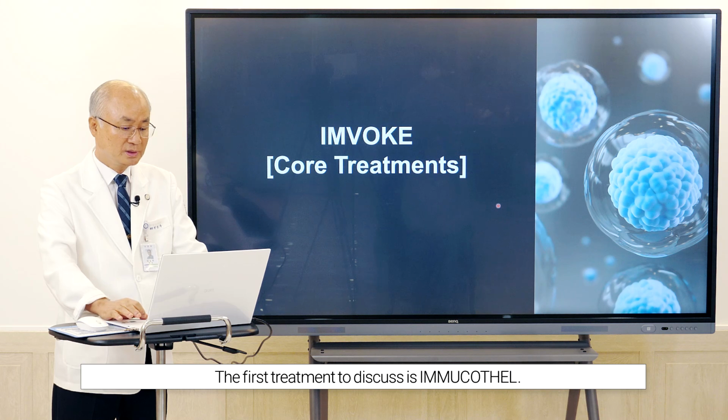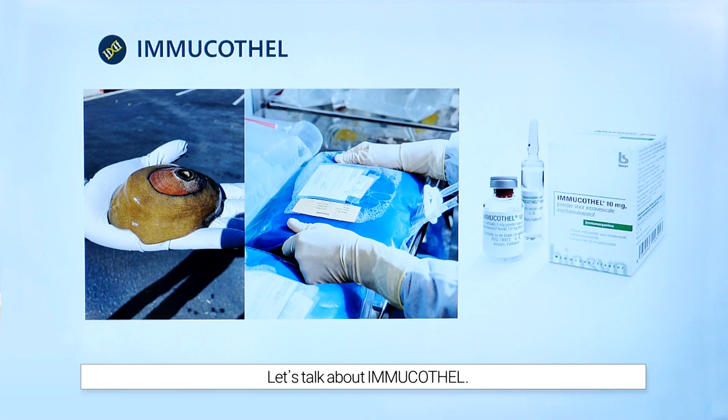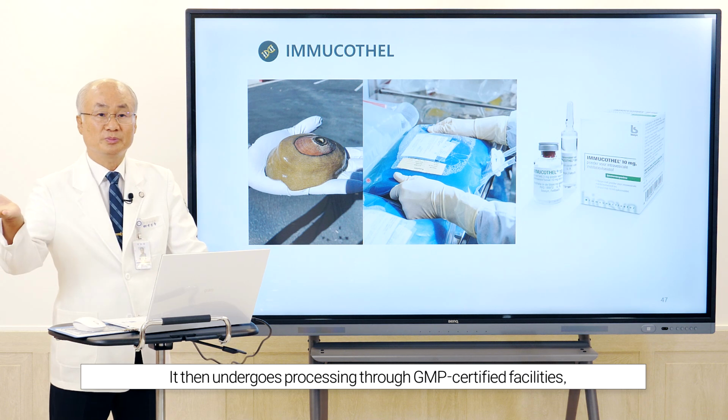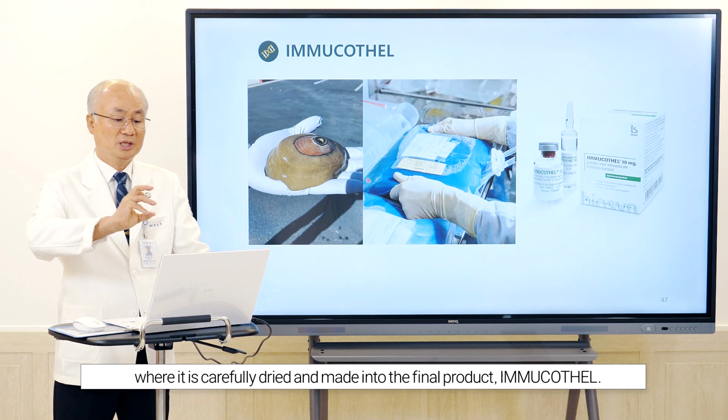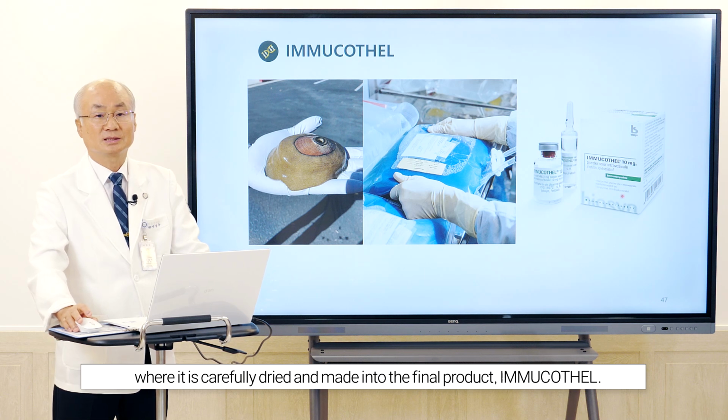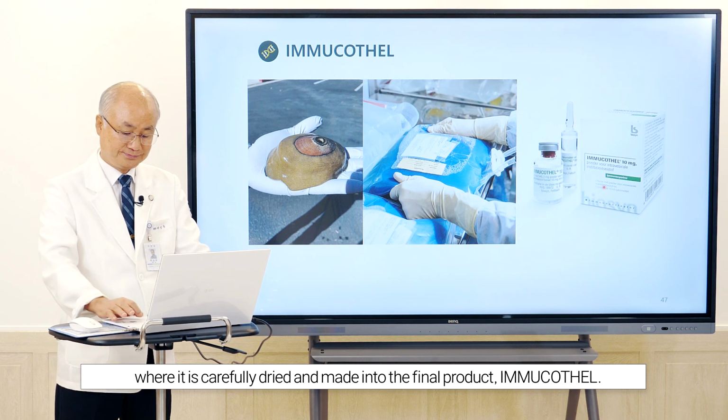So specifically, the treatment is first, IMVOKE. Let's talk about IMVOKE. IMVOKE is special shells in the California Sea. The blood of the Megathura crenulata will be extracted, cleansed, and purified, then passed through the GMP facilities, and then it will be well dried and made into a product called IMMUCOTHEL.